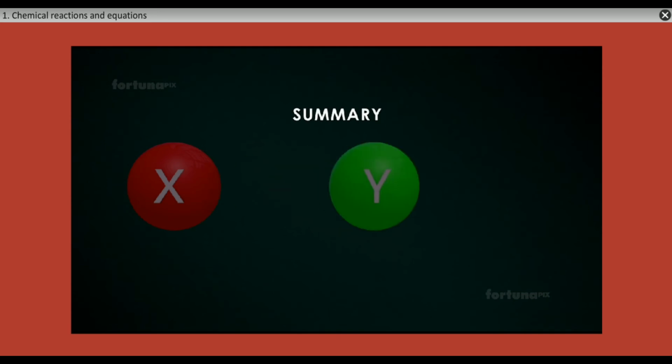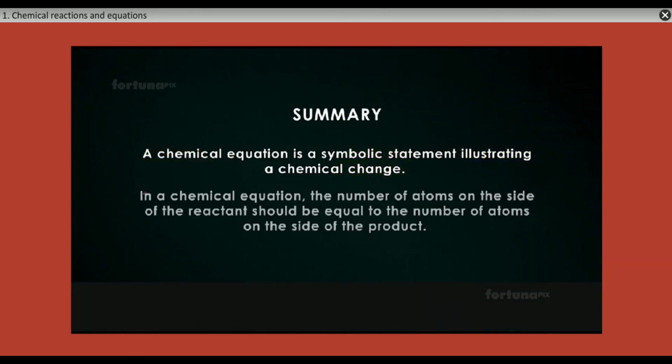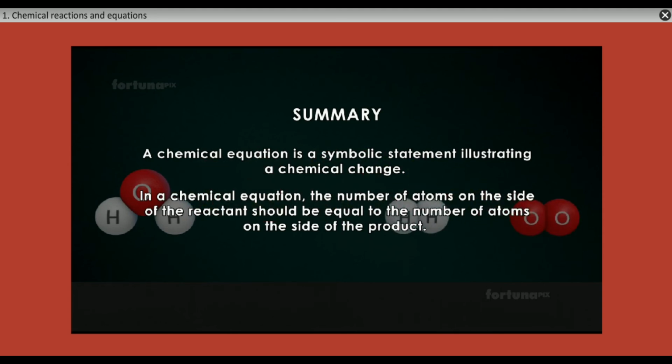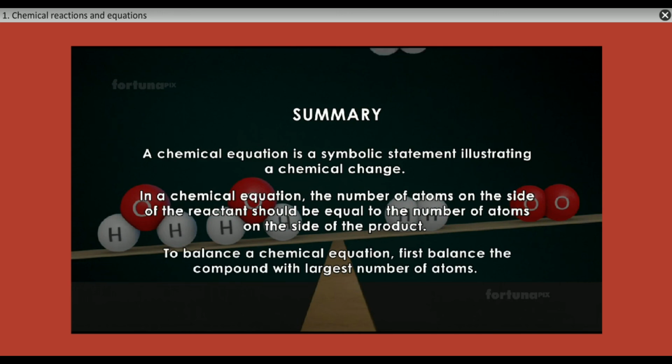Summary. A chemical equation is a symbolic statement illustrating a chemical change. In a chemical equation, the number of atoms on the side of the reactants should be equal to the number of atoms on the side of the products. To balance a chemical equation, first balance the compound with the largest number of atoms.